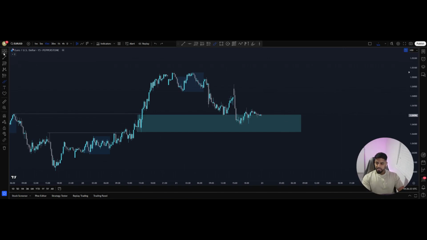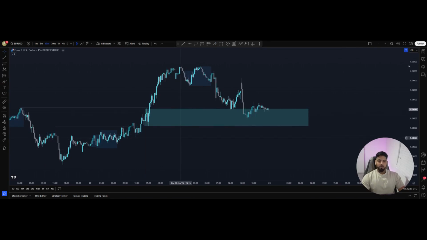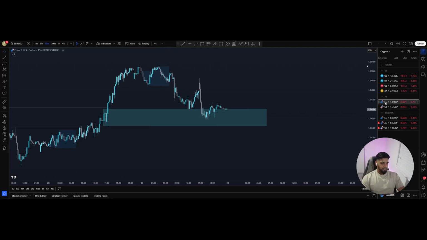So I hope that made sense. If it didn't, drop me a DM and we can go over that. But that pretty much sums up EU on the higher time frames and the lower time frames and what it is potentially likely to give us.